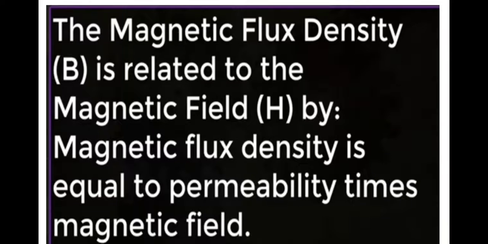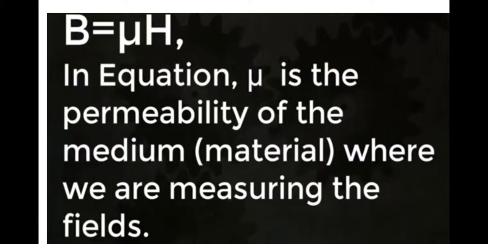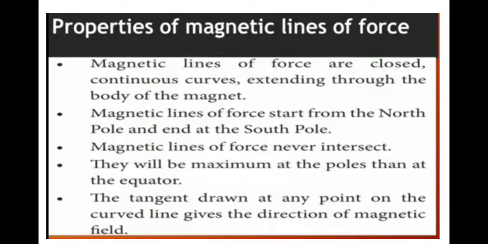The magnetic flux density is related to the magnetic field. Magnetic flux density is equal to permeability times magnetic field, that is B equals mu times H. In the equation, mu is the permeability of the medium, that is, the material where we are measuring the fields.